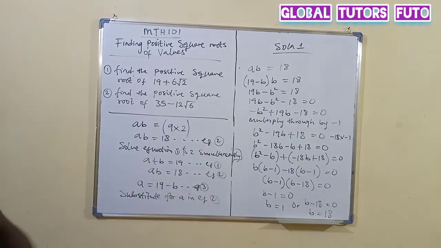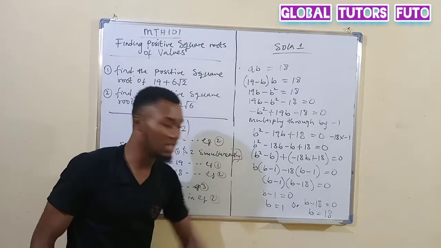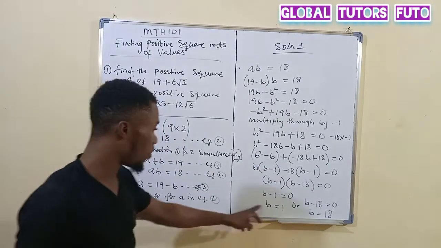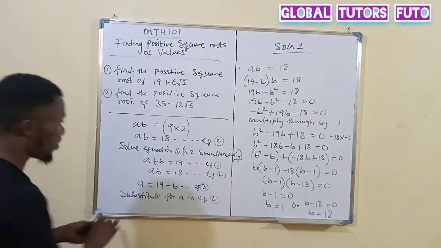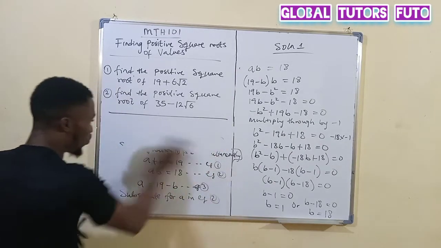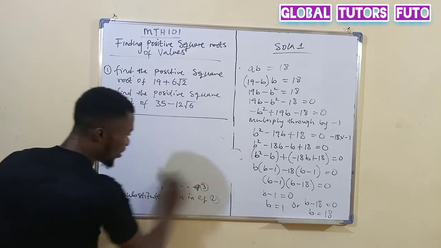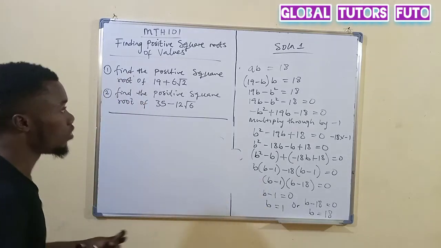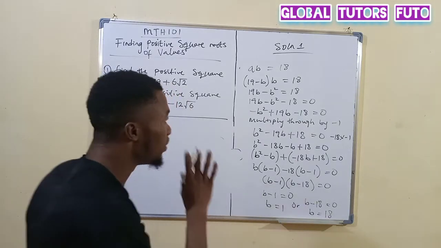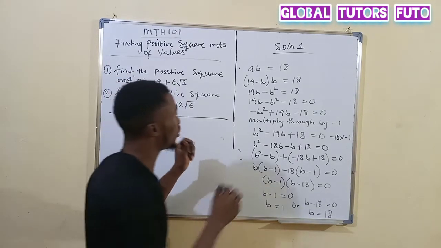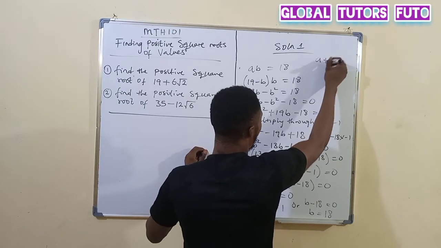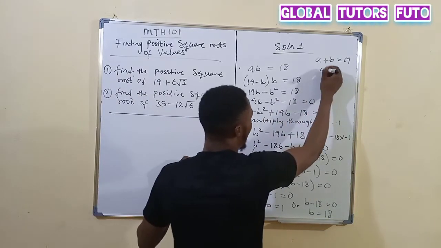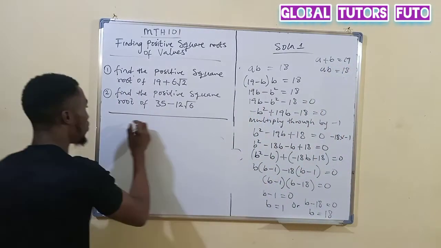So since b occurred in two ways, 1 and 18, we're going to solve for a when b is 1, and we'll also solve for a when b is 18. Okay, so let us do that. So solving for a, remember the relationships we have. The first relationship we have is that a plus b is equal to 19. That was our equation 1. And our equation 2 is that ab is equal to 18.